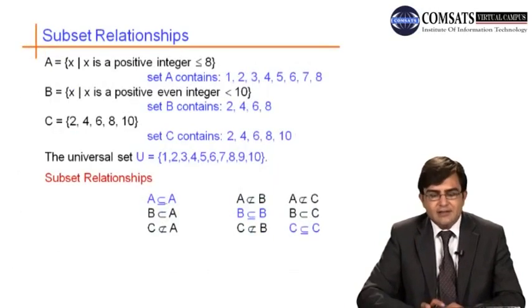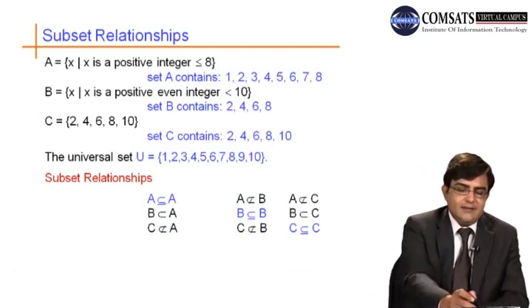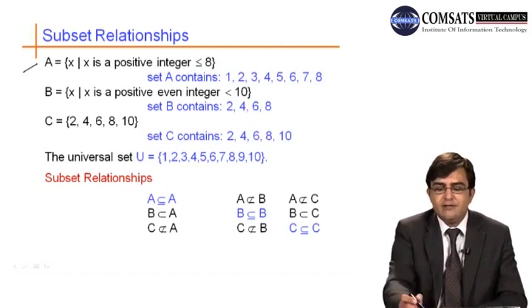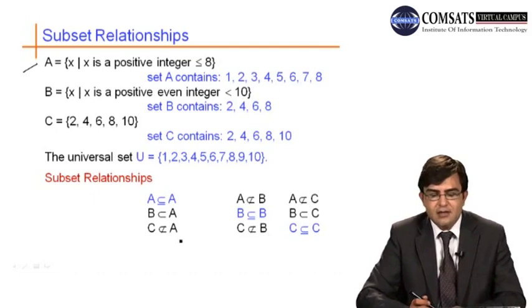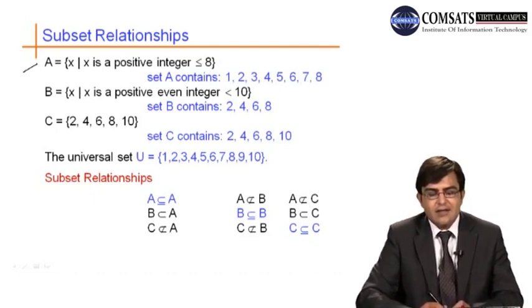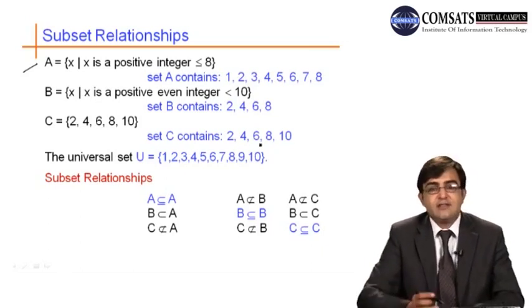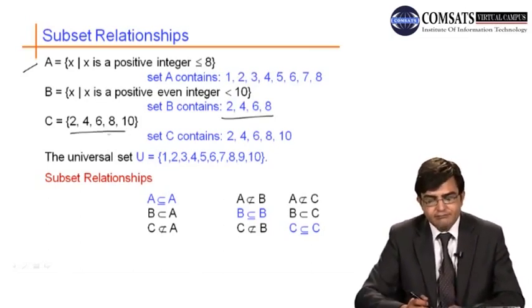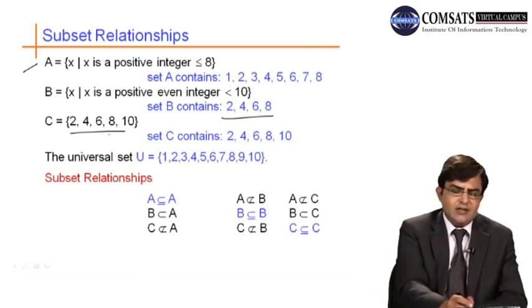So the next topic is subset relationships. What is the subset? Suppose we have this set A, where A contains elements x such that x is a positive integer less than or equal to 8, which is 1, 2, 3, 4, 5, 6, 7, 8. B is the set which contains elements x such that x is a positive integer less than 10, so this contains 2, 4, 6, 8. C is this set, 2, 4, 6, 8, 10. And we take up another universal set.